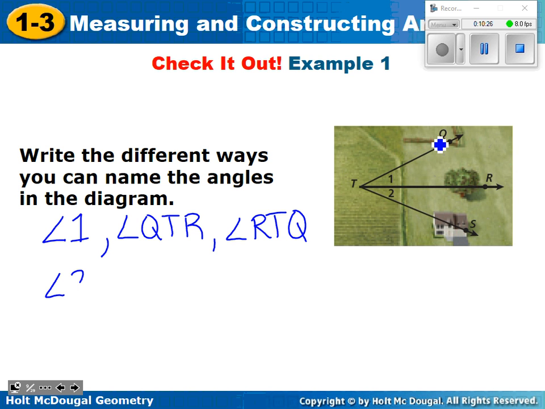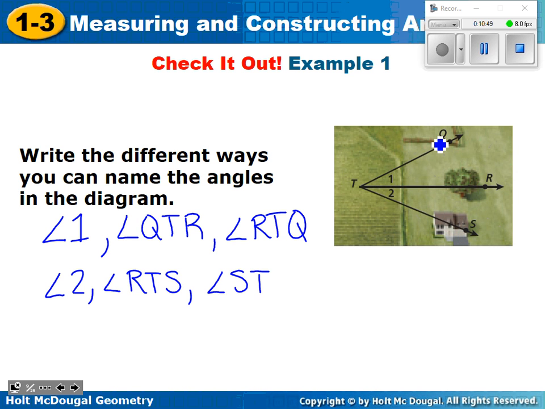Angle 2. All right, next person needs to name angle 2 a different way. Let's go with Faith. Angle RTS. And naming that same angle, can I get a volunteer to name it the last way? Carlos. Very good, angle STR.